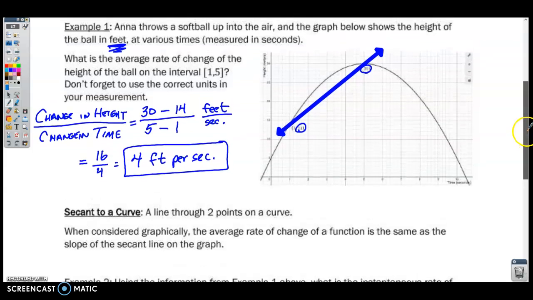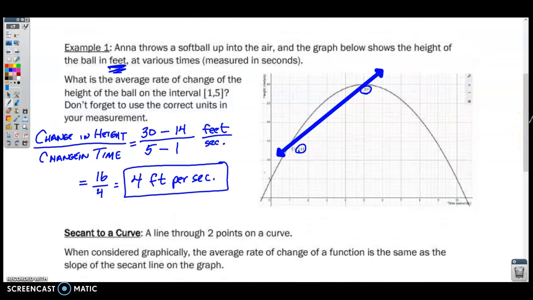Now, the challenge here, when we were finding average rate of change, all we had to do was find the slope of the secant line through 2 points. And so if we wanted to find the average rate of change between these 2 points, for instance, we'd just find the slope of the secant line through those 2 points.